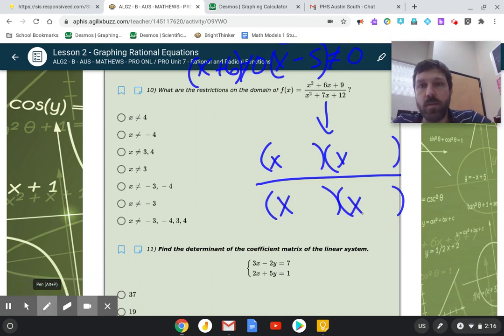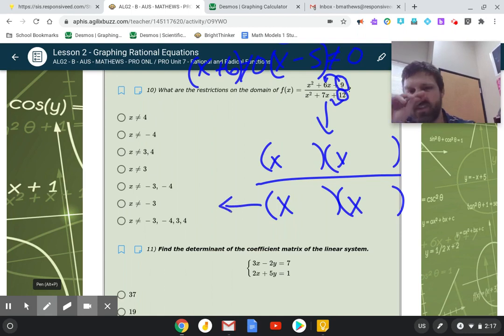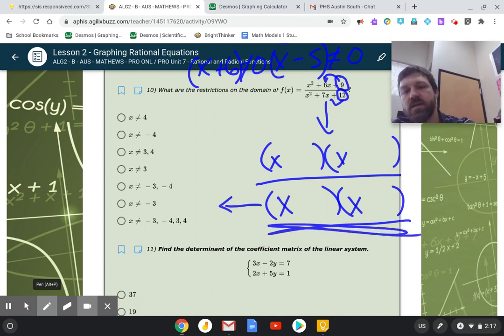Hopefully you remember how to do some of that basic factoring, because they're kind of expecting you to know how to do that by the second half of Algebra 2. It's something you learn in Algebra 1. So you need to factor that. What are the things that multiply to make 9, but add to make 6? What are the things that multiply to make 12, but add to make 7? So you need to factor, and then once you factor, you look at the denominator and you say, what things cannot equal 0?